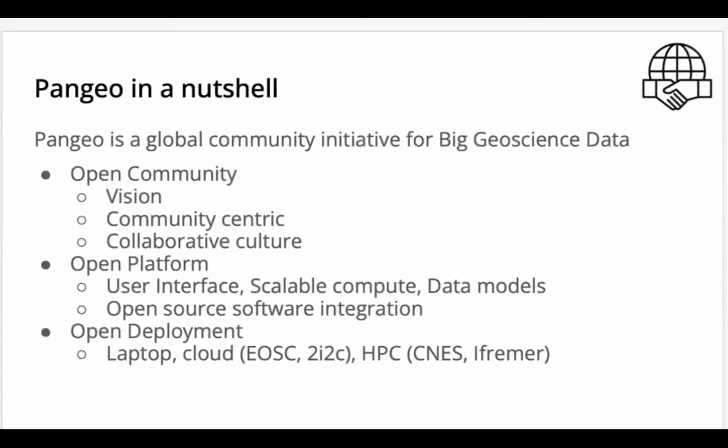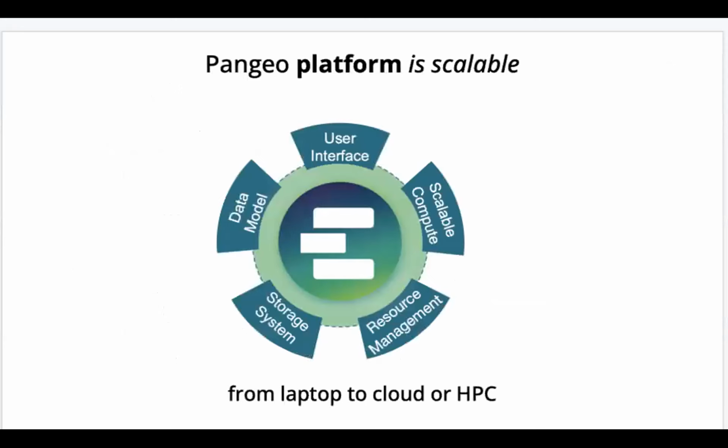So briefly to talk about Pangeo, this is a global community initiative for big geoscience data. It's an open community, so we have a common vision. It's community-centric, and it's a collaborative culture. We are aiming at developing open platforms, so to have open user interface, scalable compute and data models, and open source software integration. And now we are working on open deployment, from the laptop to cloud with EOSC and HPC.